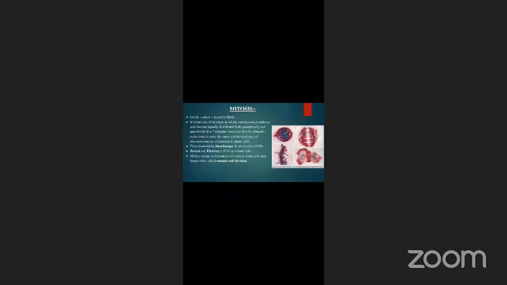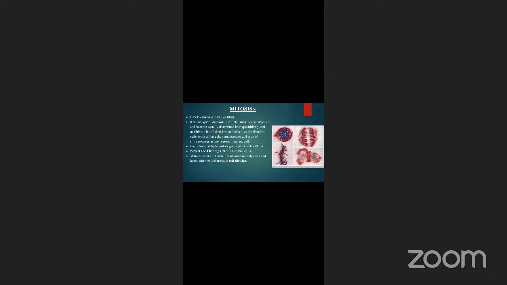Then comes the mitosis. So I will just give an introduction and I will stop today. From tomorrow we will continue with the cell division. So mitosis, mitose means thread or fibril. It's a type of division in which the chromosomes replicate and they will be equally distributed quantitatively and qualitatively into the two daughter cells, which are divided from the parent cell. It was first observed by Strasburger in plant cells in 1870, then in 1879 in animal cells by Bovary and Fleming.